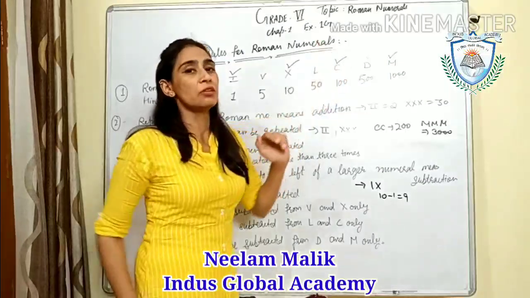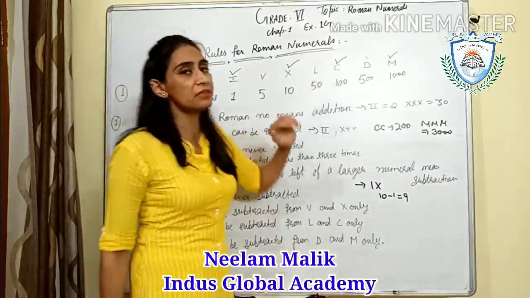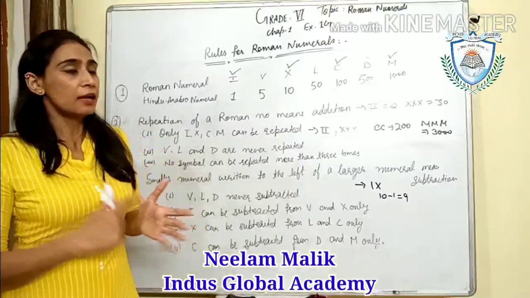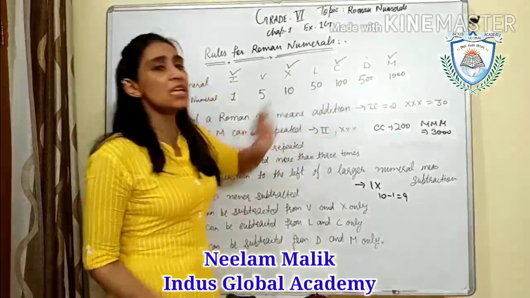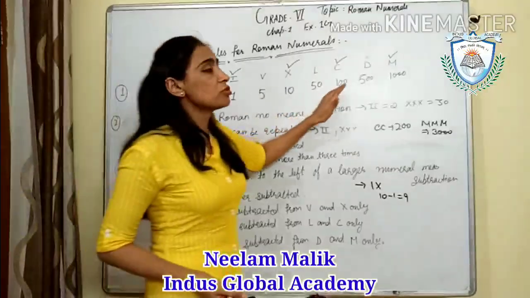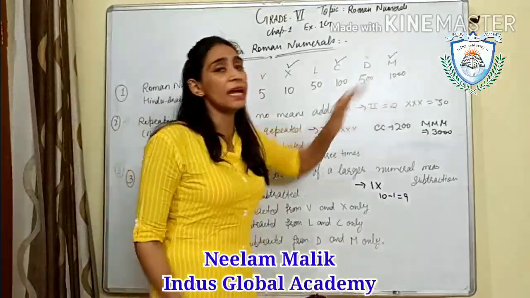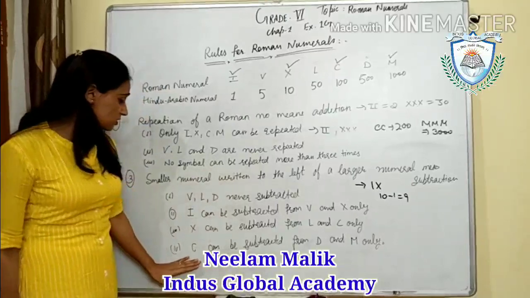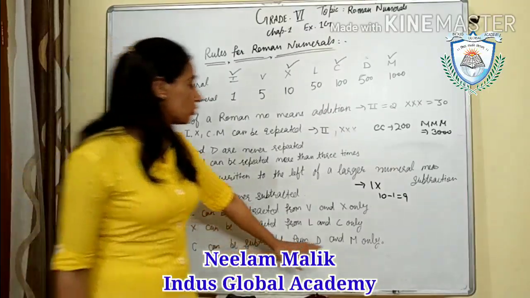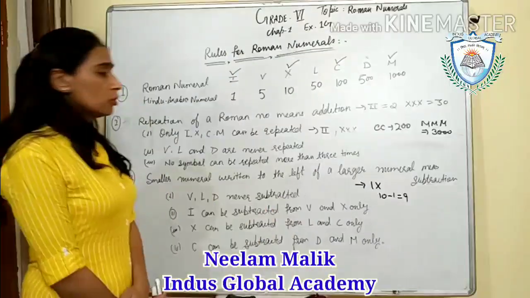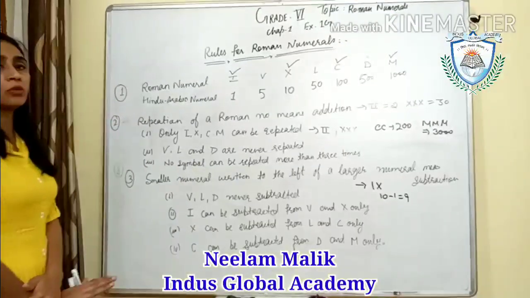Next number is C. We can repeat that, and we can use that on the left hand side. So C can be subtracted, or we can use C on the left hand side of only D and M. The last rule is C can be subtracted from D and M only. Okay, I hope you understand all the rules.